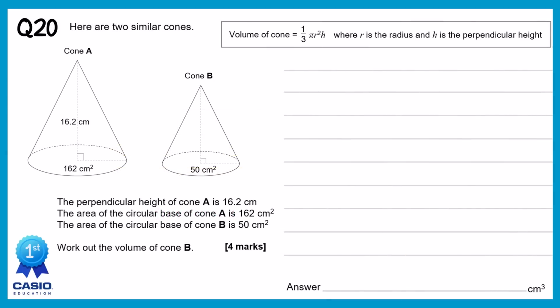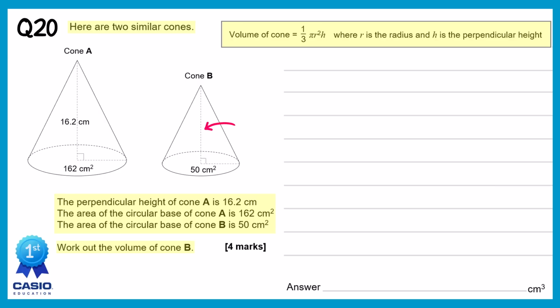In this question we have two similar cones, and we've been given some information about them which we can actually just see on the diagram. We've been asked to work out the volume of cone B. We have the formula for the volume of a cone, which is 1/3 pi r squared h. Pi r squared is just the area of the base of the cone, so the circle, and we actually have that for both of the cones. We just need to find the height of cone B, which is the h, so this here.